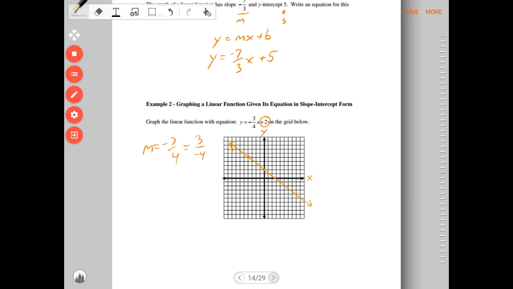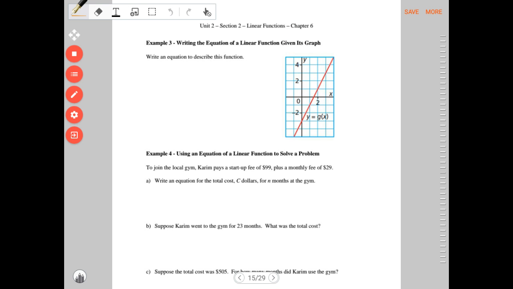Perfect. All right, next. Example 3: writing the equation of a linear function given its graph. Write an equation to describe this.